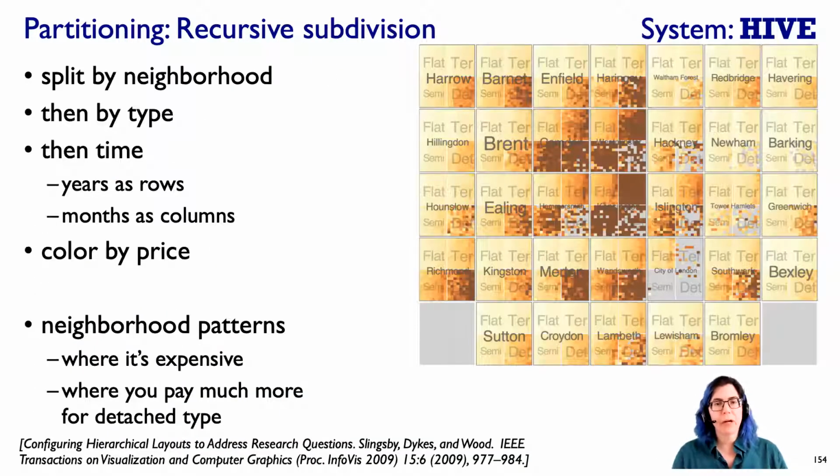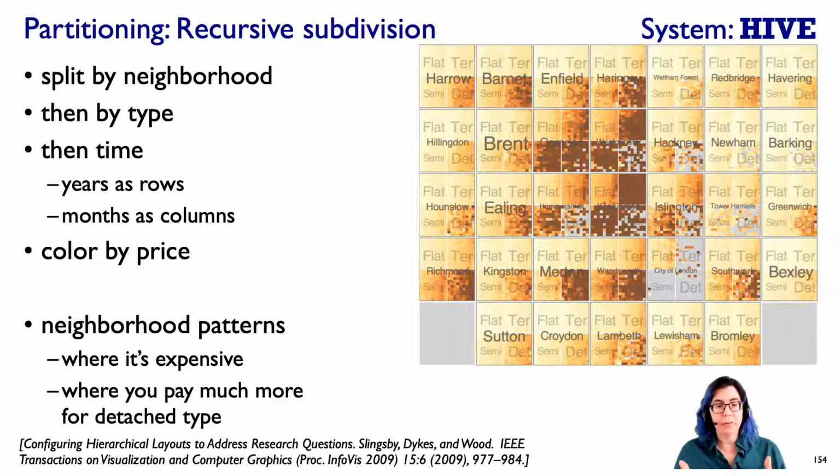Let's look at something a little more complicated than just bar charts. This is a fun data set of housing prices in London, England. It's a multi-attribute data set. So in this case, first we split by London neighborhood, then we split by the type of housing, like flats or detached houses or semi-detached row houses. And then by time, so the years are the rows, the months are the columns, and then these are color-coded by price. So essentially we have this quite complex design of a heat map looking thing at the moment.